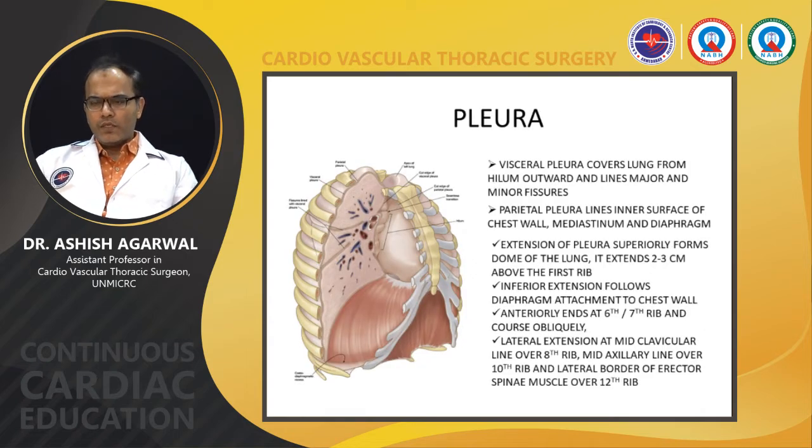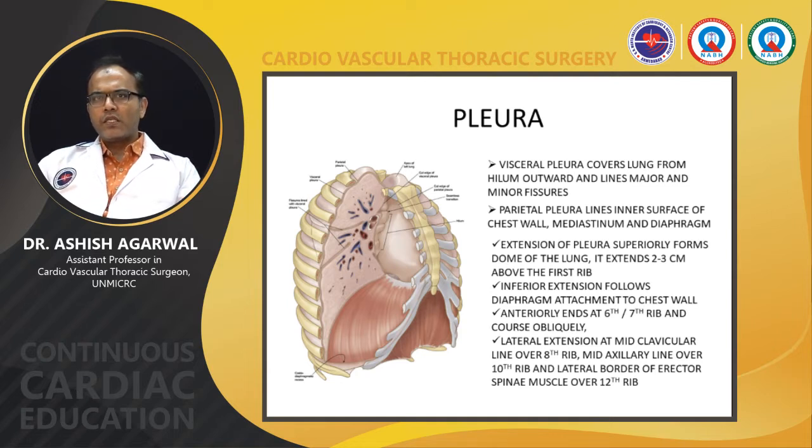The visceral pleura is basically a monolayer of mesothelial cells on a basement membrane, which protects the lungs from the frictional trauma of the chest wall and diaphragm during respiration and allows smooth expansion of the lungs. The visceral pleura covers the lung from the hilum outward and lines the major and minor fissures. Parietal pleura lines the inner surface of the chest wall, mediastinum and diaphragm.